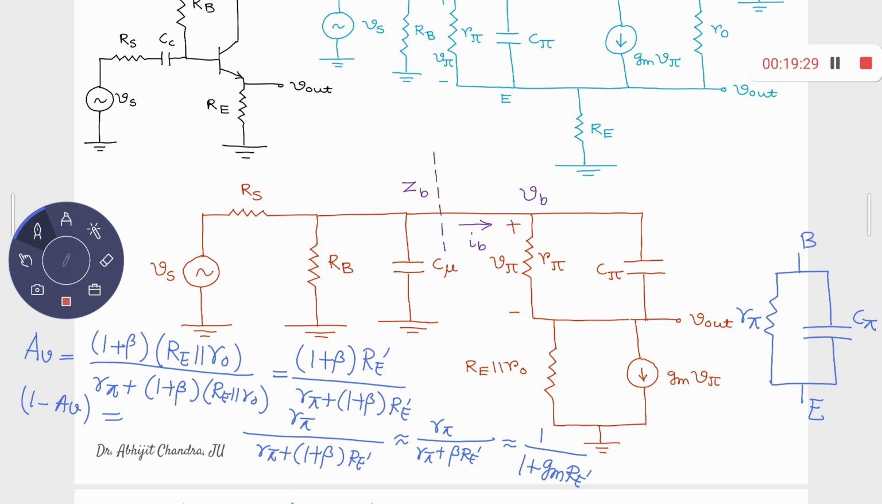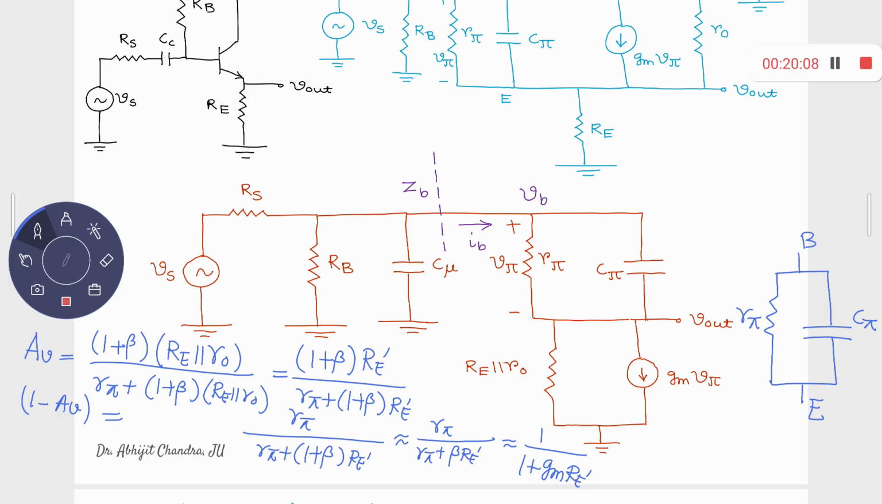So now if I want to decompose, at the input side between base to ground, what will be the effect of this? You have this R pi divided by 1 minus A. So what is that? R pi divided by 1 plus GM RD prime. That means R pi into 1 plus GM RD prime. What will be the C pi then? C pi will be C pi by 1 minus GM RE prime. Okay, so that is the basic calculation behind this.